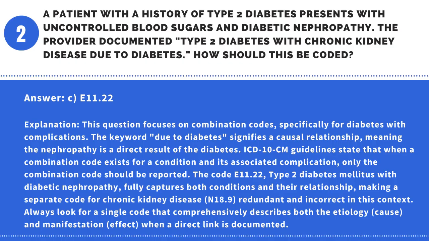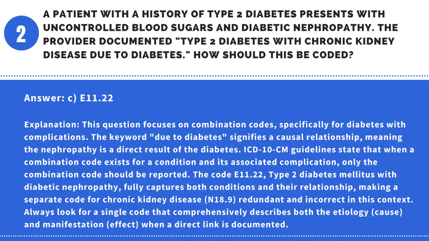The keyword due to diabetes signifies a causal relationship, meaning the nephropathy is a direct result of the diabetes. ICD-10-CM guidelines state that when a combination code exists for a condition and its associated complication, only the combination code should be reported.